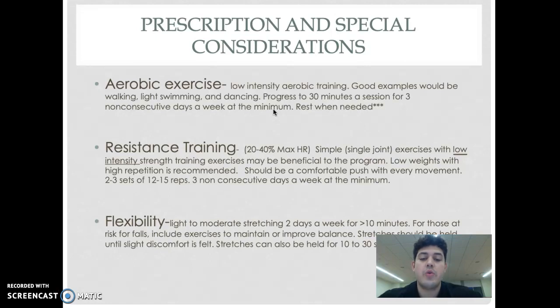Resistance training, we want 20 to 40% max heart rate. Simple single joint exercises with low intensity strength training may be beneficial to the program. Low weights with high repetition is recommended and should be a comfortable push with every movement. 2 to 3 sets of 12 to 15 reps, 3 non-consecutive days a week at the minimum. Flexibility, light to moderate stretching, 2 days a week for a little over 10 minutes.